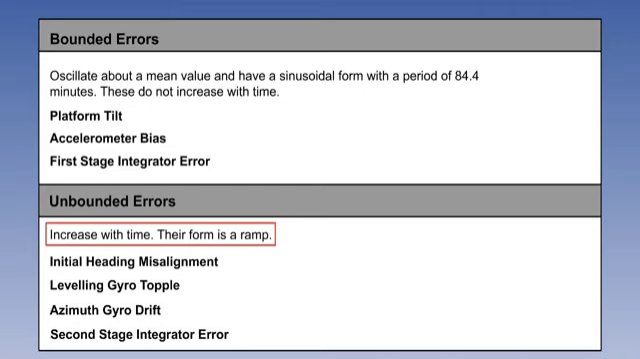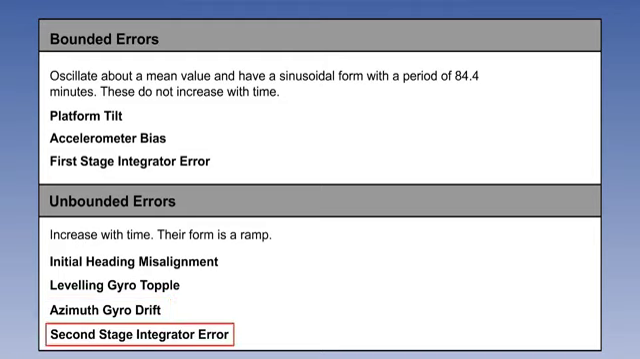Unbounded errors increase with time. Their form is a ramp. They consist of initial heading misalignment, leveling gyro topple, azimuth gyro drift, and second-stage integrator error.